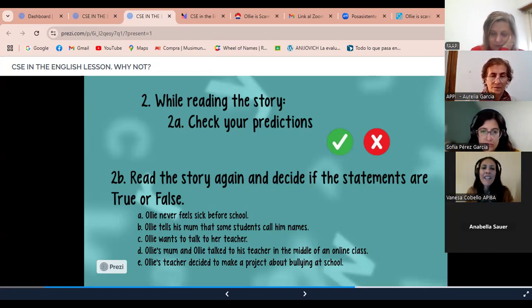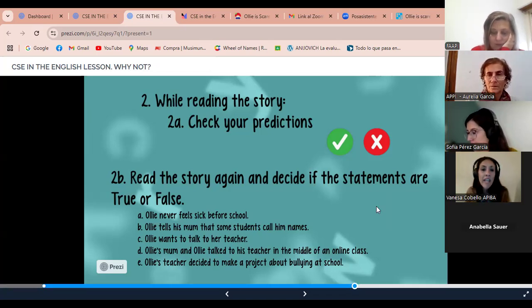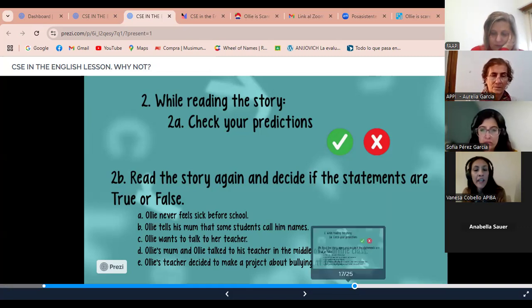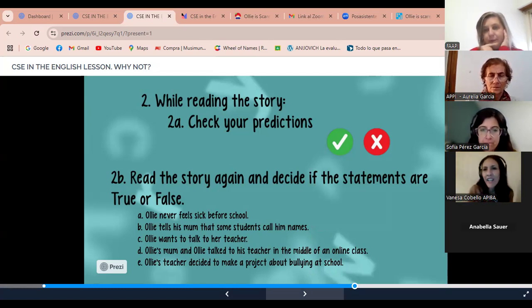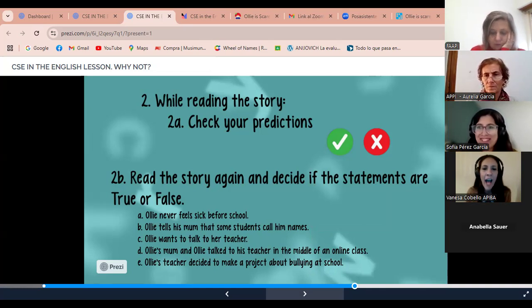It says: Ollie never feels sick before school. Ollie tells his mom that some students call him names. Ollie wants to talk to his teacher. Ollie's mom and Ollie talked to his teacher in the middle of an online class. And Ollie's teacher decided to make a project about bullying at school. So the idea is that you could read the story again and do this true or false activity with your students while reading the second time.